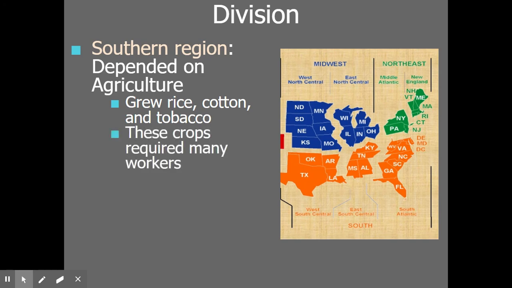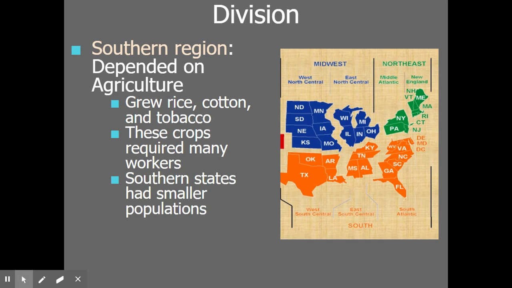And these crops, like we've said in part A, required a lot of workers. You needed a lot of land to be able to plant enough of it to make money, and you needed a lot of workers to plant, to tend to, and to harvest those crops.